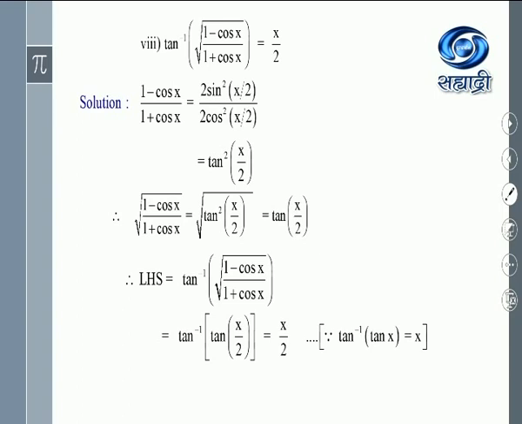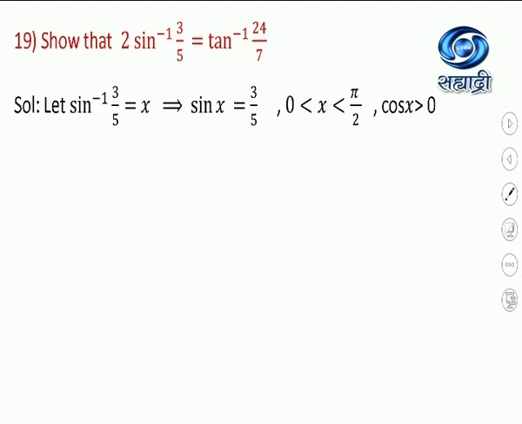Clear? It's very, very easy. You must be perfect in all the trigonometric formulae. Again and again I am telling you, you must be perfect in the properties, in the domain and the range of inverse trigonometric functions, etc. Okay? Now, these are the sums from the miscellaneous exercise. Question number 19. Show that 2 sin inverse 3 by 5 is equal to tan inverse 24 by 7.